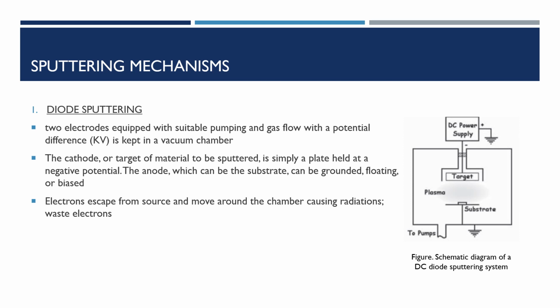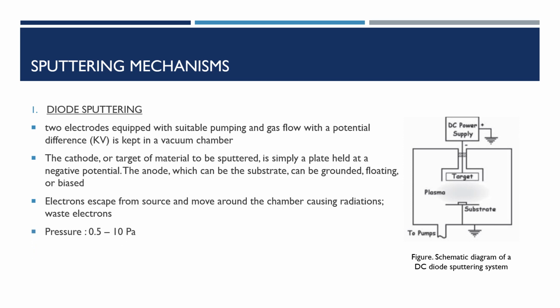Here also the process is the same as sputtering, and the electrons escape from the source and move around in the chamber, causing radiations. We know that the vacuum is provided to avoid any disturbances within the system, but the generation of electrons from the source causes disturbances in the vacuum chamber, and these electrons are called waste electrons. Since there is no mechanism to contain these electrons, the deposition rate of this process is low.